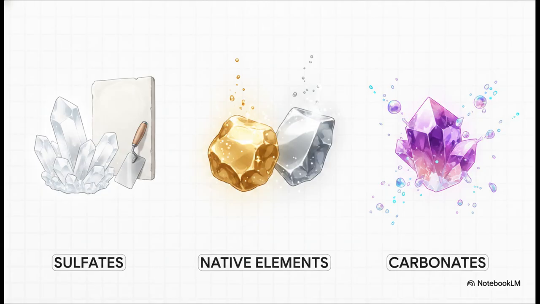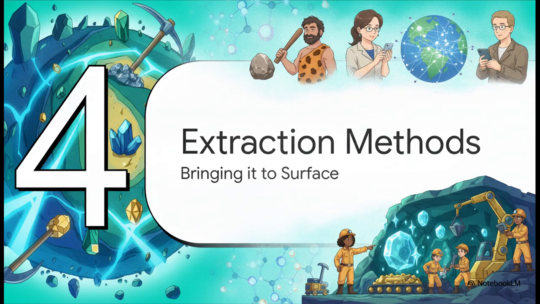But what about that remaining 5%? Well, the non-silicates include native elements, which are pure, uncombined elements like pure gold or silver. You also have oxides, sulfides, carbonates like calcite, and sulfates like gypsum, which, by the way, is exactly what the plaster in your home's walls is made from. Even though they are rare compared to silicates, this tiny 5% group is actually where we find some of our most economically valuable ores. So how do we actually get this stuff out of the ground?